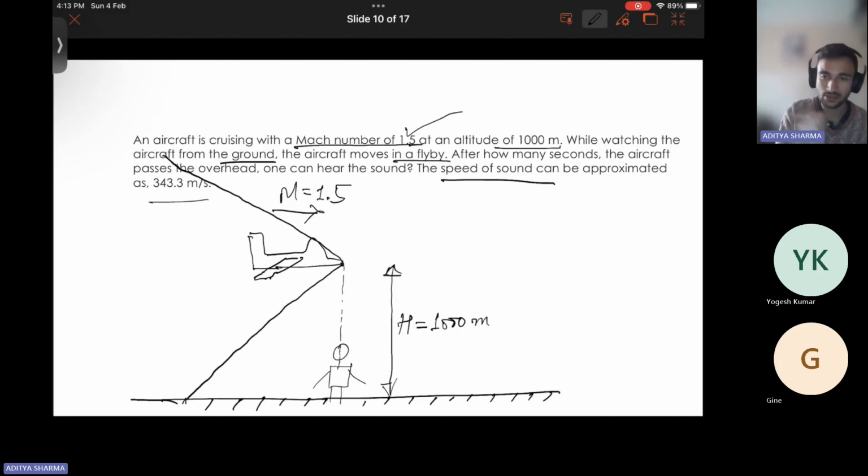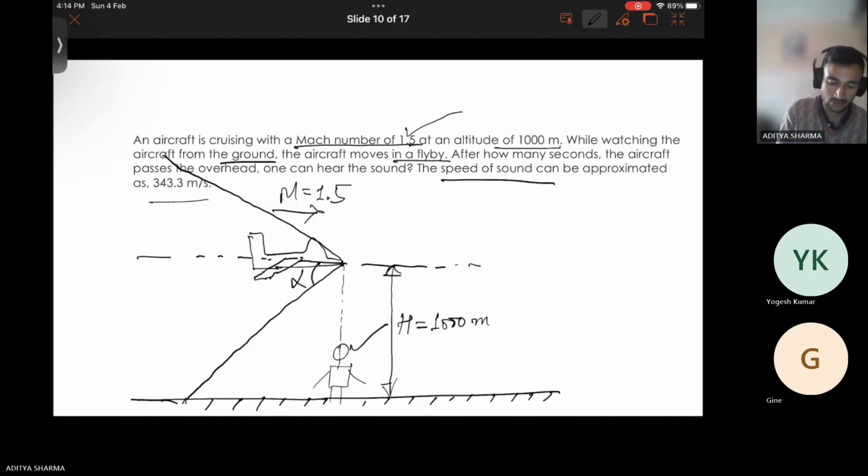But then if we see in just one plane in which there is the aircraft and in which we are, or this person is there, in that case this particular drawing will suffice. That will do our job. All right. So this is the Mach cone we know.